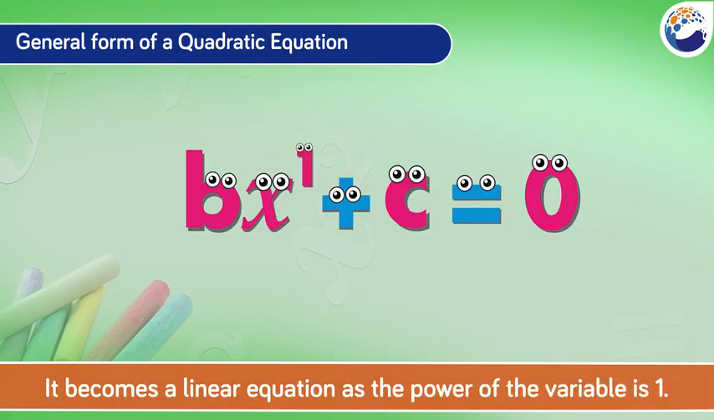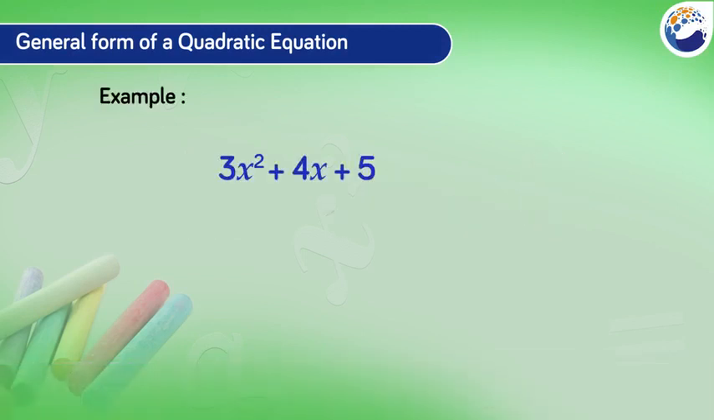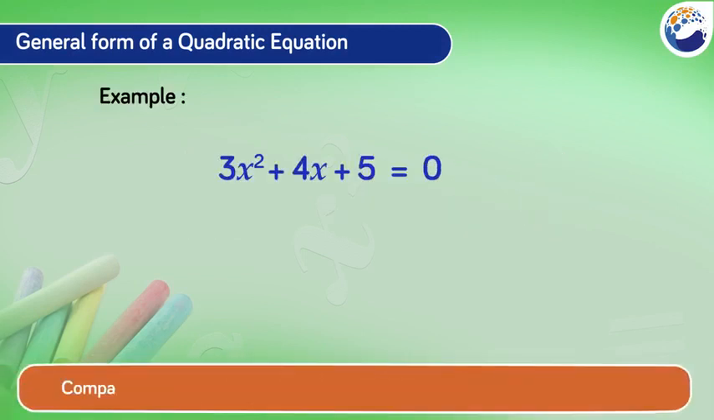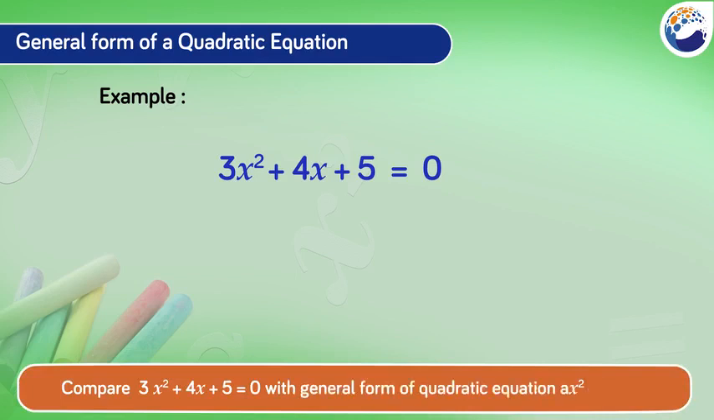Some examples of quadratic equation. This is a quadratic equation. Comparing it with the general form ax square plus bx plus c is equal to 0, we get a is equal to 3, b is equal to 4 and c is equal to 5.